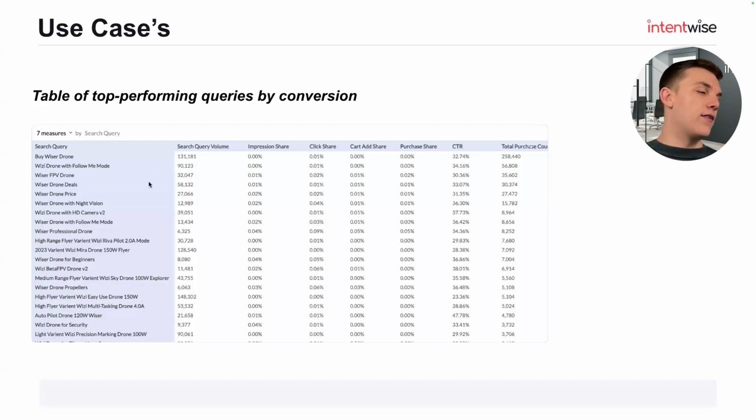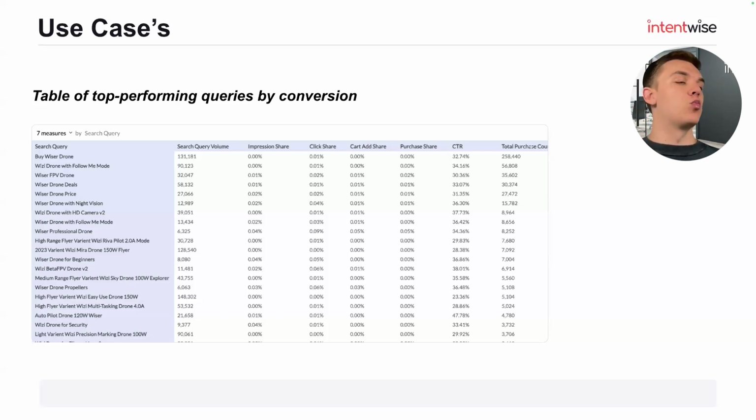So this would be a search term, like this one I saw, Wiser FPV drone. This is a search term where I probably want to put more emphasis from my ads and my SEO strategy to get a higher impression share, because I'm outperforming the category from a click share relative to my impression share, which is leading me to outperform the category on purchase share relative to my impression share. Performing at category average would be your click share and your purchase share being exactly in line with your impression share. If this impression share was 1%, my click share was 1%, and my purchase share was 1%, I'm performing exactly at category average because I'm not over or underperforming in any of those buckets.